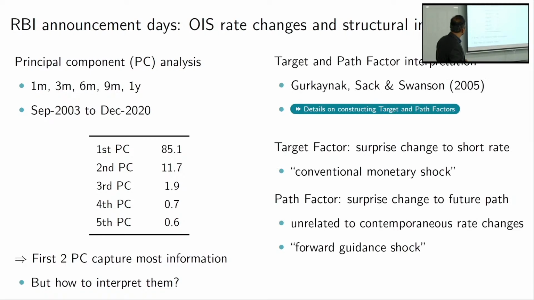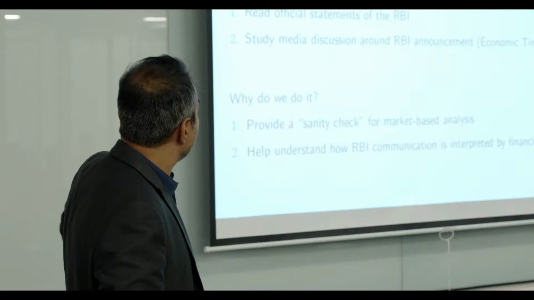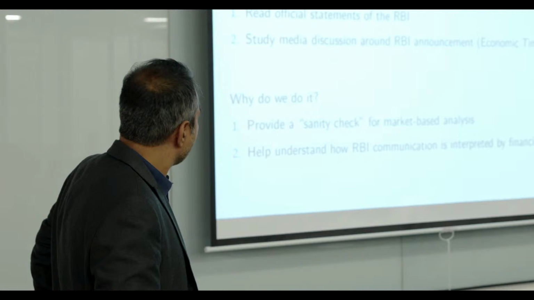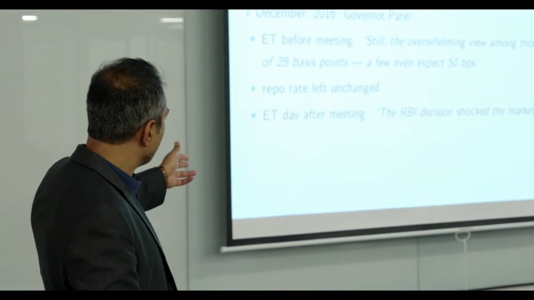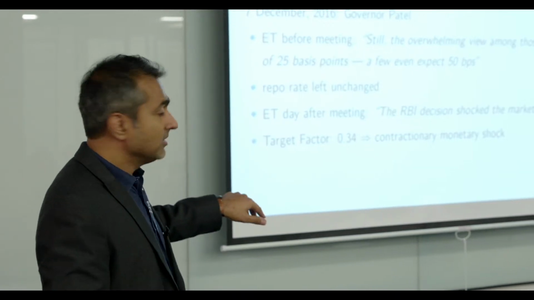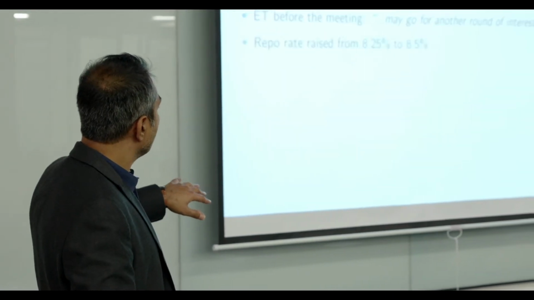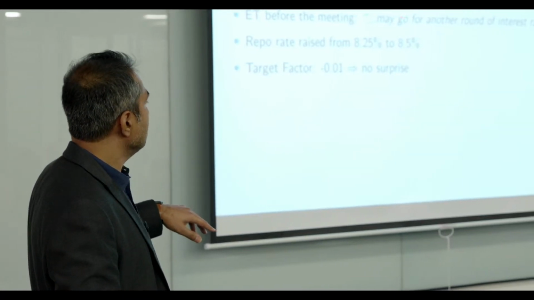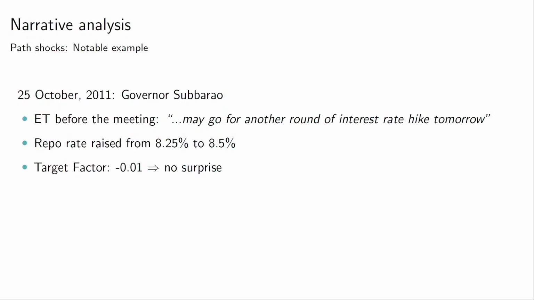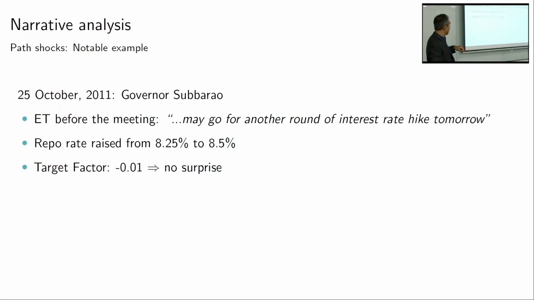Okay, so let me go to the narrative analysis. I think I've already explained what we do and why we do it. I already ran you through this particular example. Let me give you just one more example, which was October 2011, where the expectation was that there would be a hike at the meeting, and then there was a hike. So the target factor is effectively 0, which is consistent with the idea that the market expected the RBI to raise, and they raised rates.